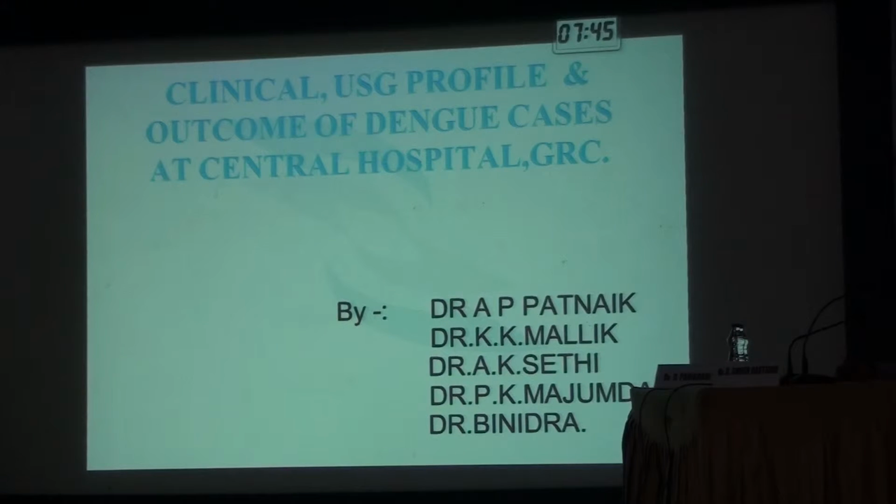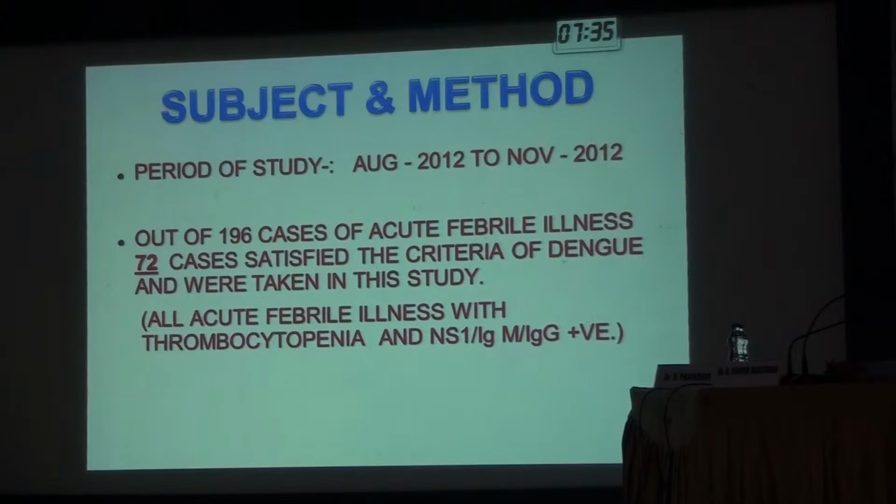So this study we are presenting is an epidemiological study of around 72 cases of dengue based on their clinical, ultrasonographic, and other parameters. This study was conducted from August 2012 to November 2012, which was a period of epidemic break of dengue in this part of the state.